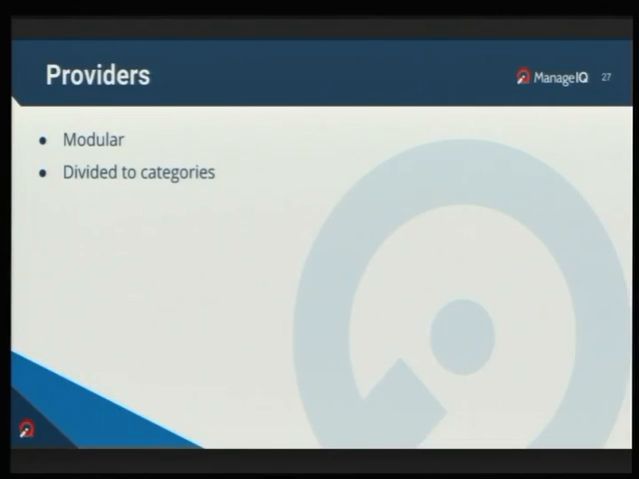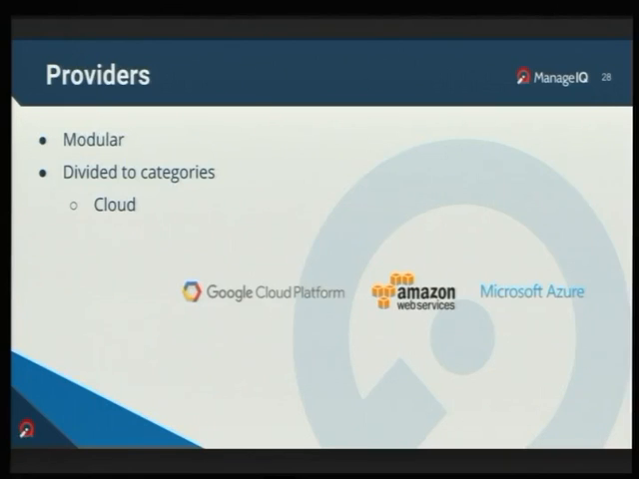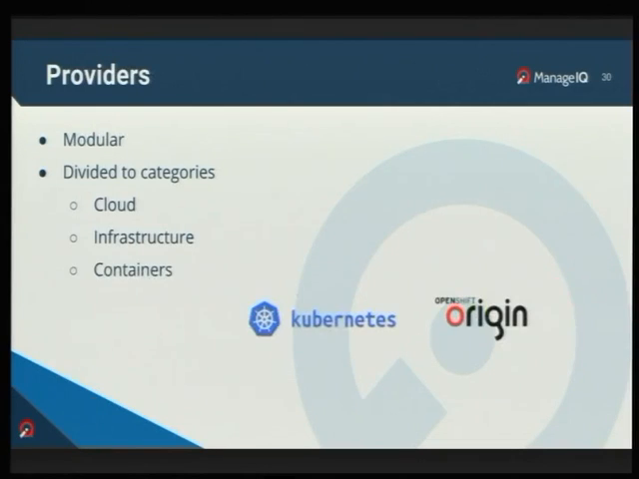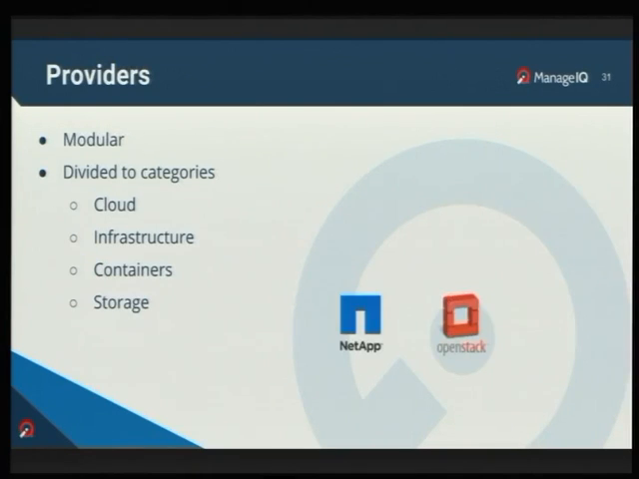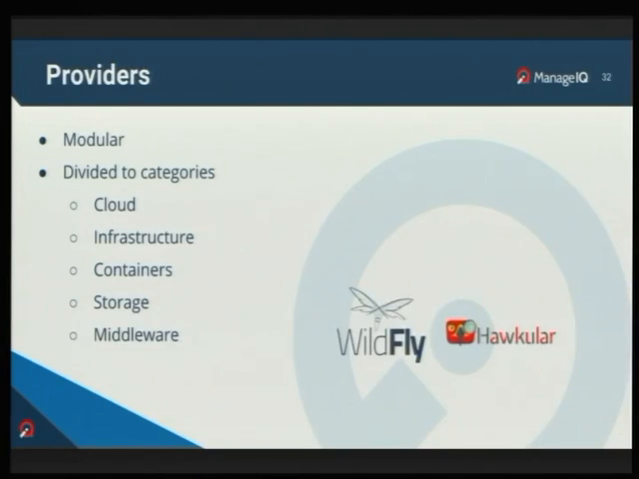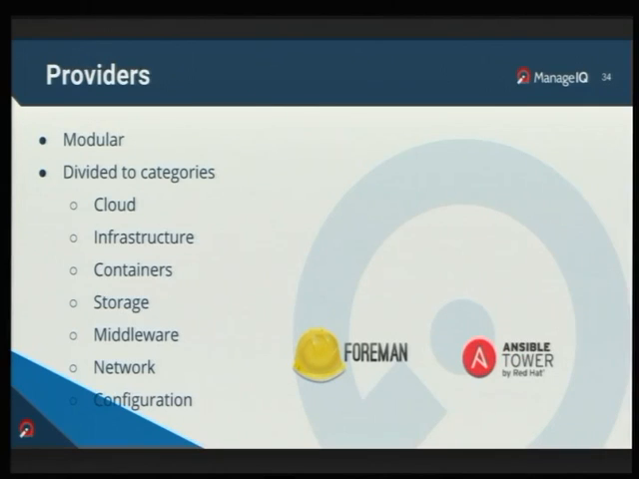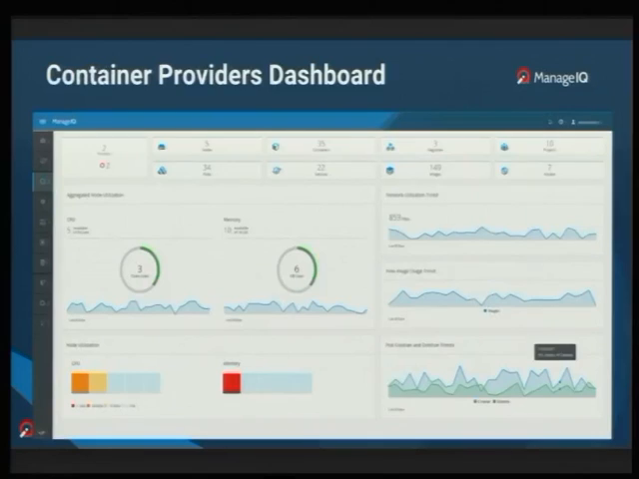So providers are divided into categories. This is not a complete list, by the way. I just got tired of clicking around in my development environment, but you have your cloud providers. You have your infrastructure providers. You have your containers providers, storage, middleware providers, network providers, and configuration. You can see Ansible Tower is here in this category.